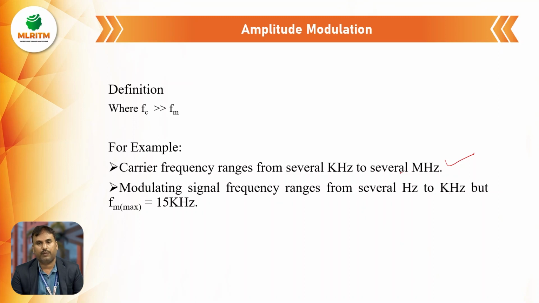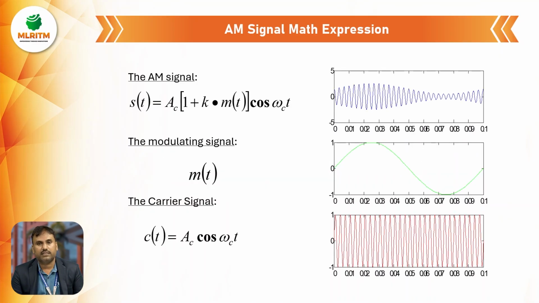So what is amplitude modulation? The amplitude of the carrier wave is varied linearly in accordance with the amplitude of the message signal. This is called amplitude modulation. Now we can see the mathematical expression in time domain for the AM signal.